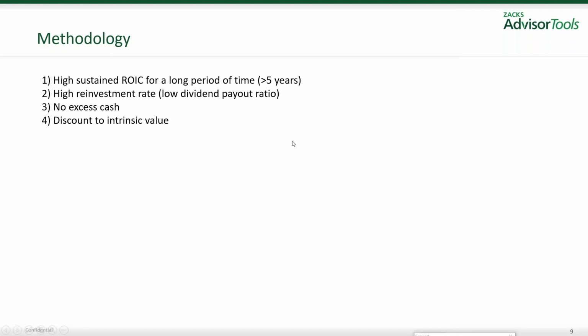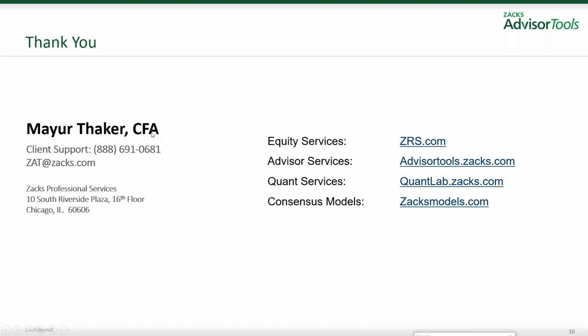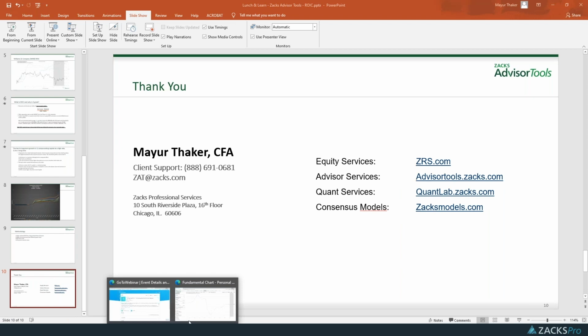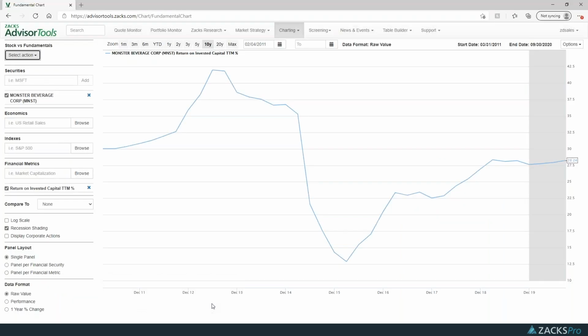We want to use the Zacks software to come up with companies that meet these criteria: high sustained ROIC for a long time period, high reinvestment rate, no excess cash, and a discount to intrinsic value. So let's take a look at a few examples of companies that have really added value.